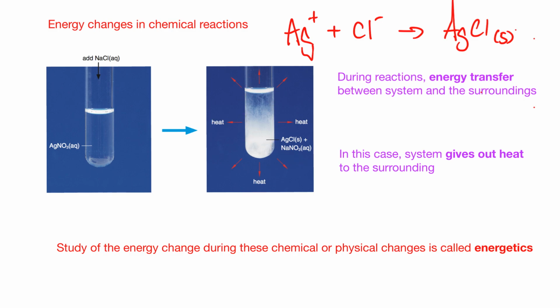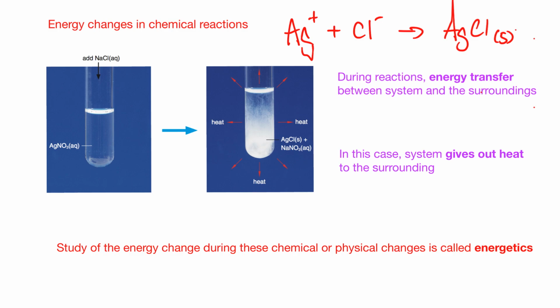During a reaction, there is energy transfer between the system and surroundings. In this case, the system is the chemicals inside here, that means the sodium chloride and silver nitrate. These two are the system. The surroundings are maybe the water used to dissolve the silver nitrate. The test tube is also the surroundings, and the atmosphere, the air around the test tube, is the surroundings too.